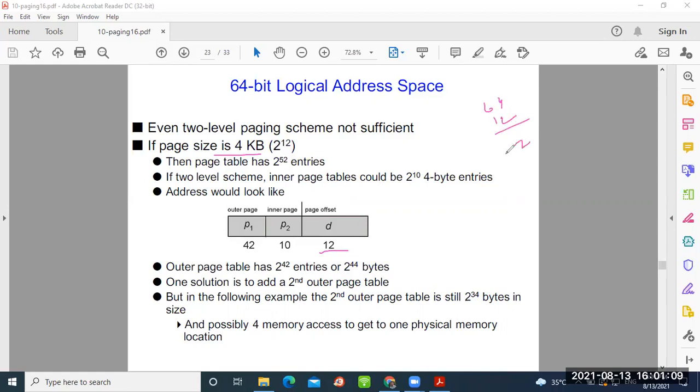So we are left with 52 bits. Out of these 52 bits, 42 bits are used for the outer page table and 10 bits are used for the inner page table. So the total number of entries for the outer page table will be 2 to the power of 42, and for the inner page table, the number of locations will be 2 to the power of 10.